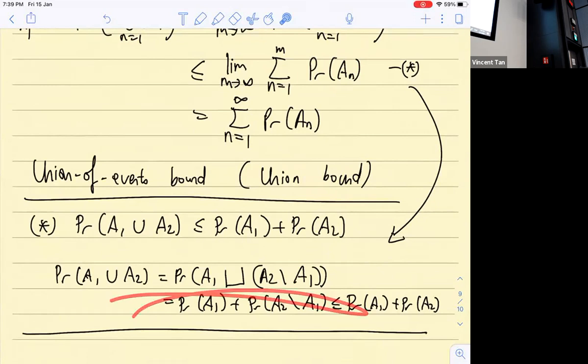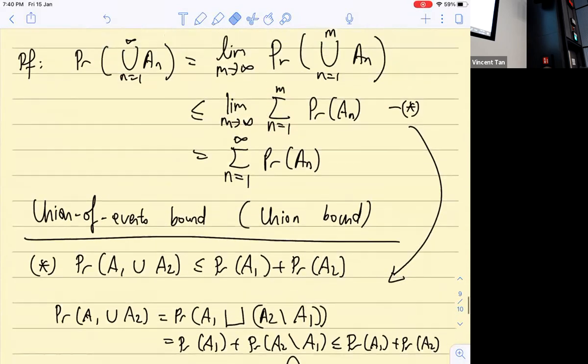or by generalizing this argument. So the probability of the union of the 2 sets is upper bounded by the probability of A1 plus the probability of A2. But this union can be decomposed into the disjoint union of A1 and A2 minus A1. These 2 objects are now disjoint, so we can make use of this. But this set here is a subset of A2, and so we have this upper bound. Okay? So sorry, I skipped one step in the union bound.